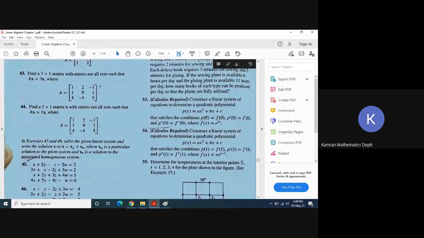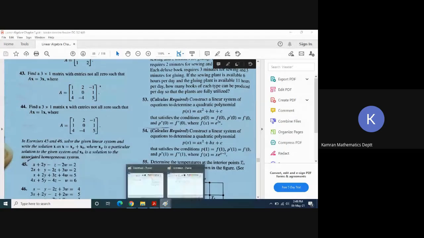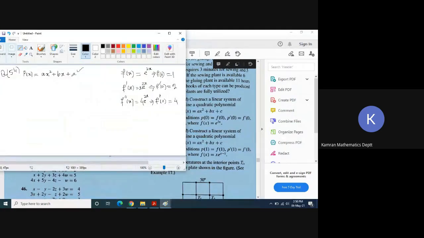It is given that p of 0 is equal to f of 0. Now we have to find p of 0. P of 0 means put x equal to 0, so P of 0 is c. Now find P prime of x. P prime of x will be 2ax plus b plus 0.